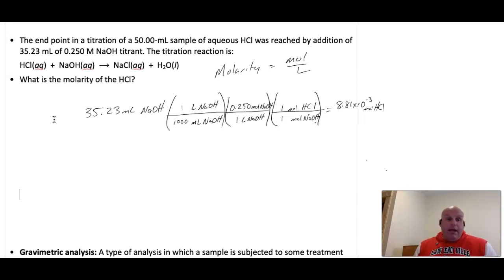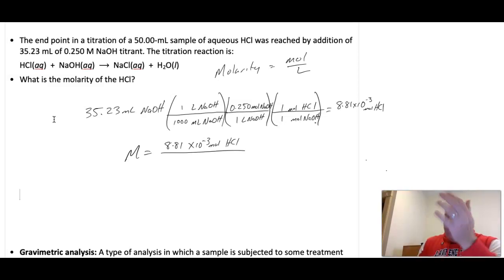Now we're just going to use our molarity formula. What is the molarity of HCl? So molarity would equal the moles we just calculated stoichiometrically divided by the volume of the solution. And we said it's a 50 milliliter sample. Again, milliliters needs to be in liters. I could do that conversion, but I'm just going to quickly move the decimal point because I know that's liters. And we get our final molarity of our HCl.